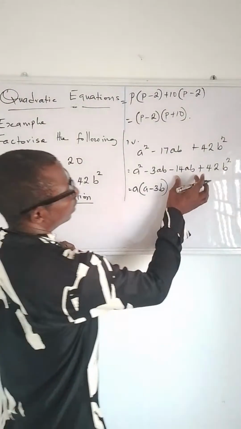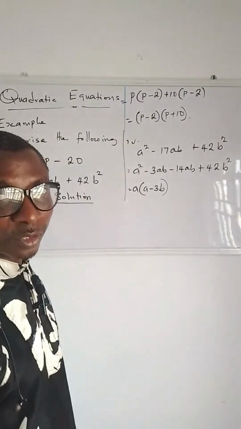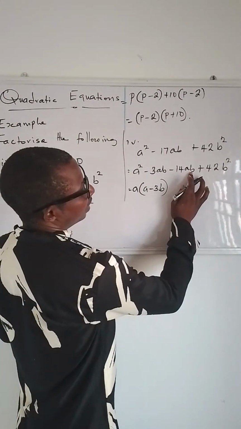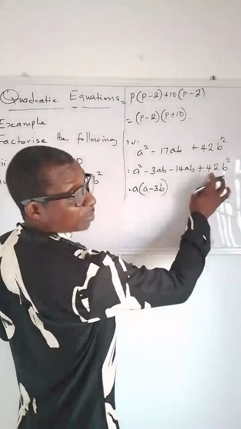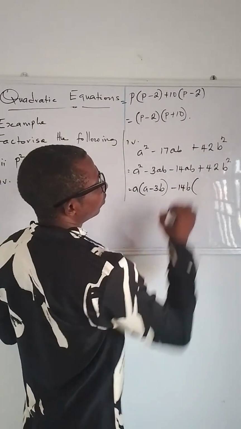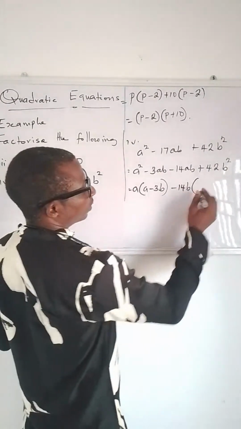Okay, now let's look at this. What is the common factor? The common factor is minus 14b. Minus 14b. B can go here, B can go here, 14 can go here, minus 14 can go here, and minus 14 can go here. So we have minus 14b. All right. So when you divide this by minus 14b, you'll be left with what? A.